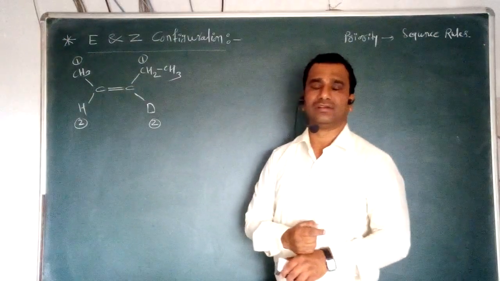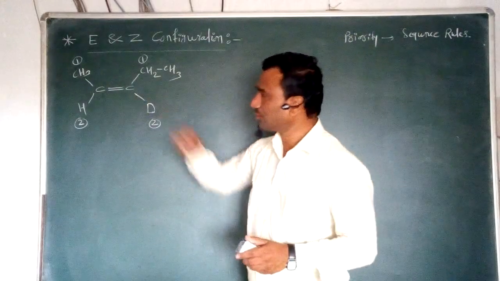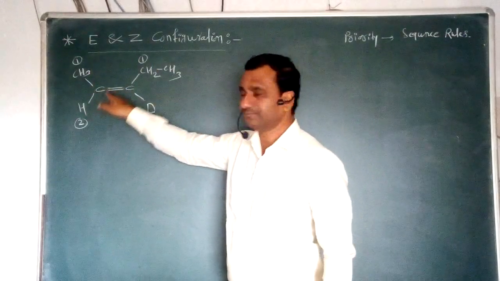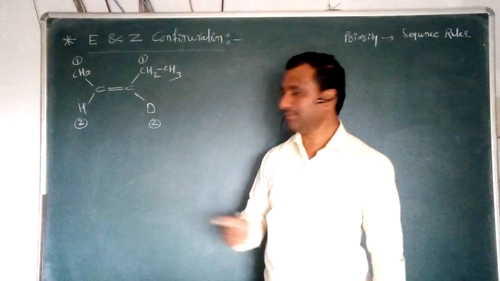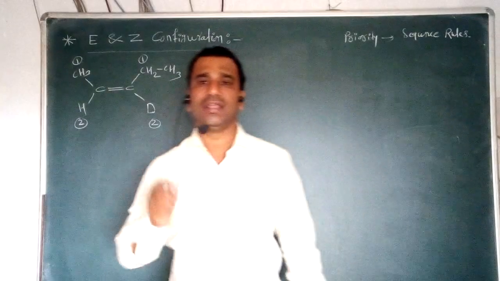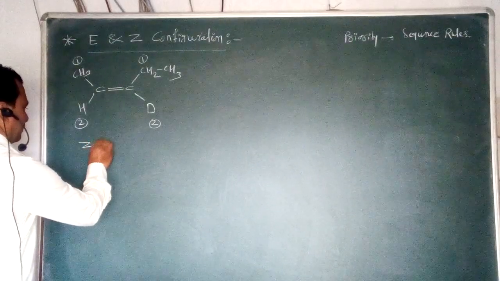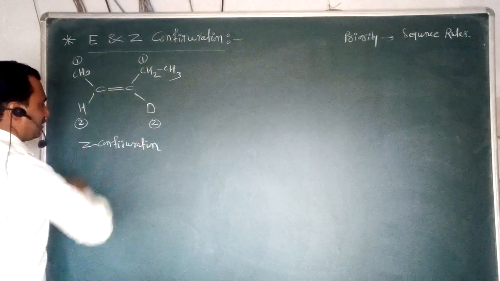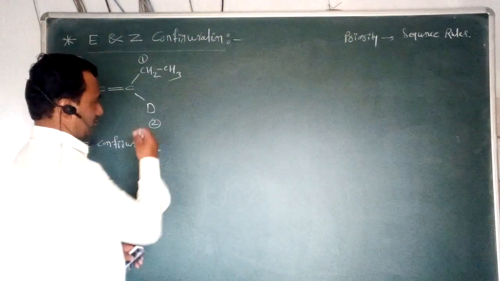Now next we have to check the relative position of the similar priority groups attached to both olefinic carbons. So if we look carefully toward this, what happens? The first priority group attached to the first olefinic carbon and the first priority group attached to the second olefinic carbon are present on the same side of the double bond. At the same time, the second priority groups are also present on the same side of the double bond, and we know very well that if such a situation is there, that configuration is called the Z configuration. So this molecule gets the Z configuration. So this is the first simple example for this configuration.